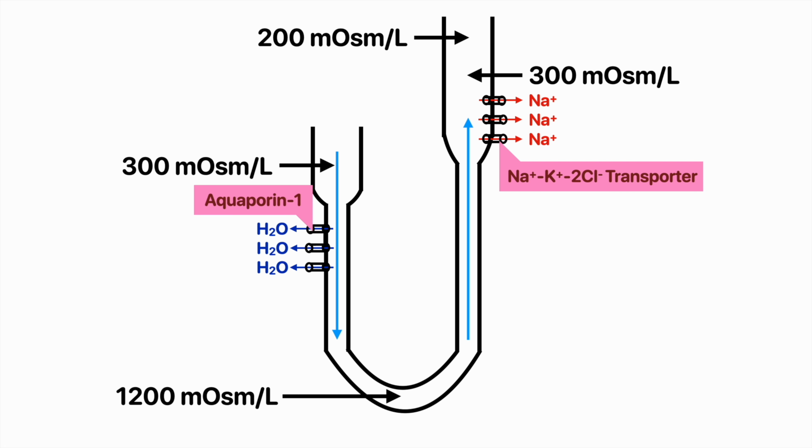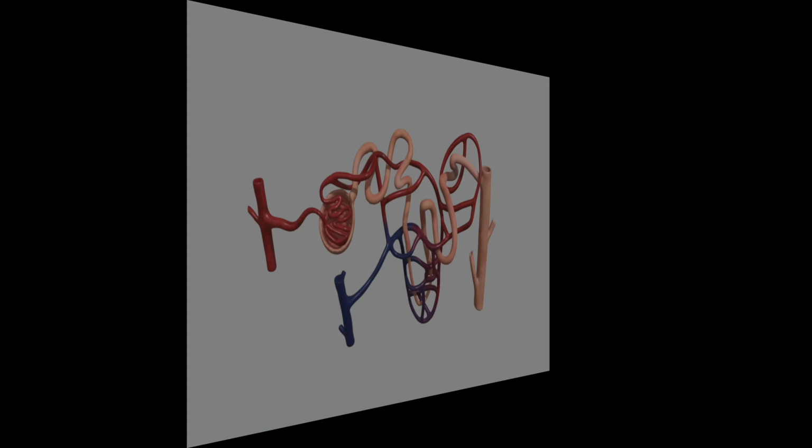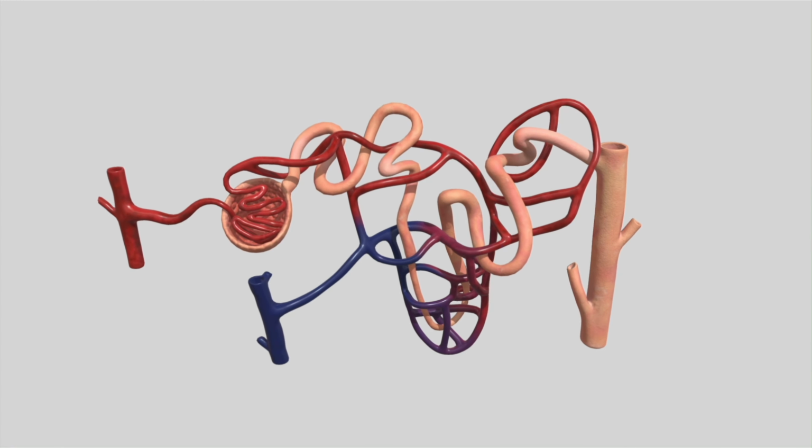This cycle goes on. As a result of this process, the medullary interstitium shows a vertically increasing osmotic gradient starting from 300 milliosmol per liter at the corticomedullary junction to 1200 milliosmol per liter at the apex of renal pyramids. This is the so-called countercurrent mechanism, and Henle's loop is the countercurrent multiplier.